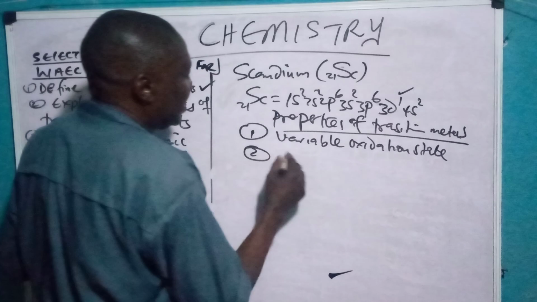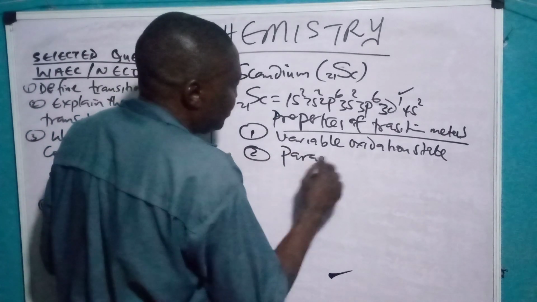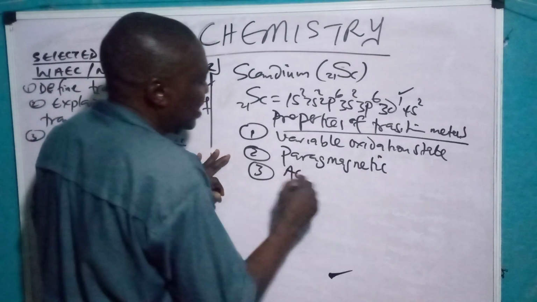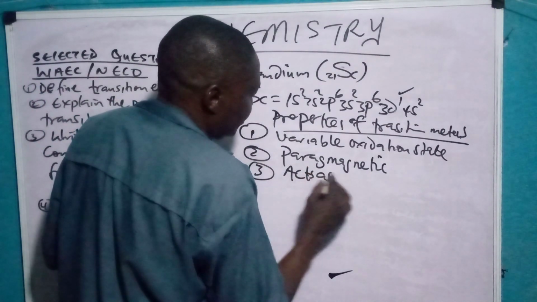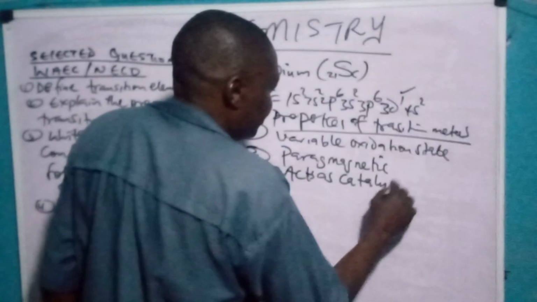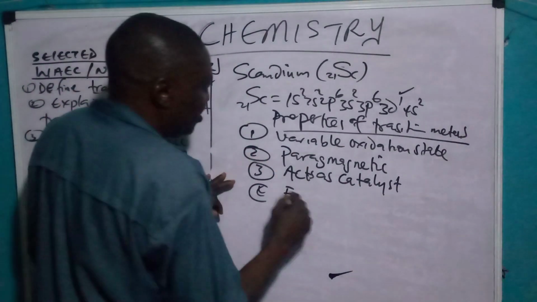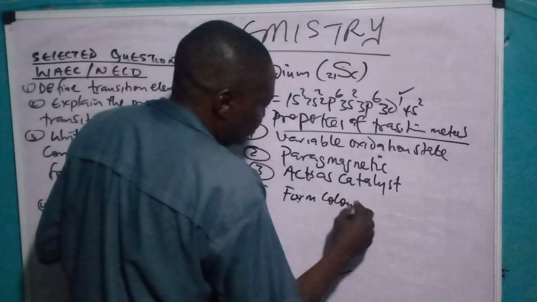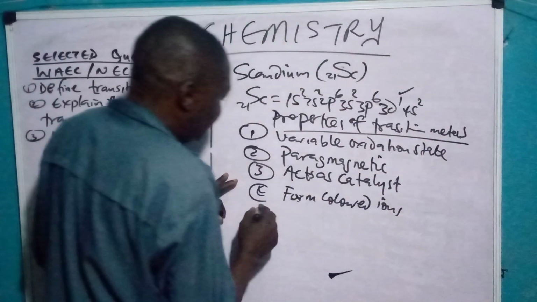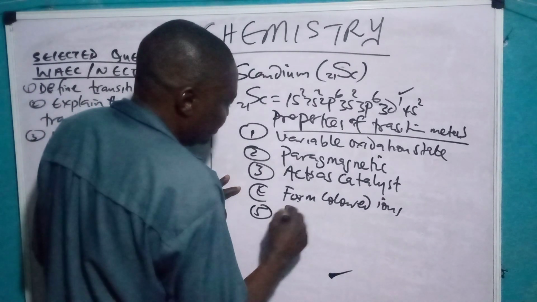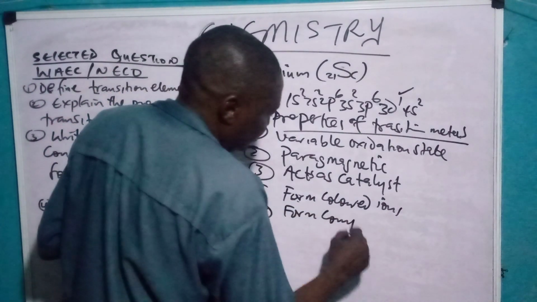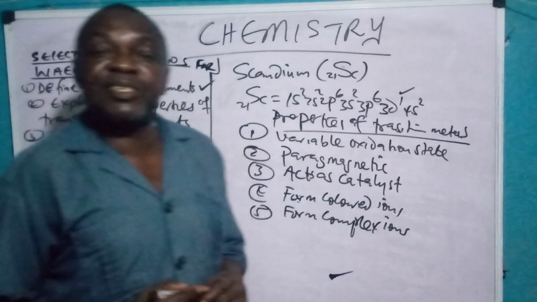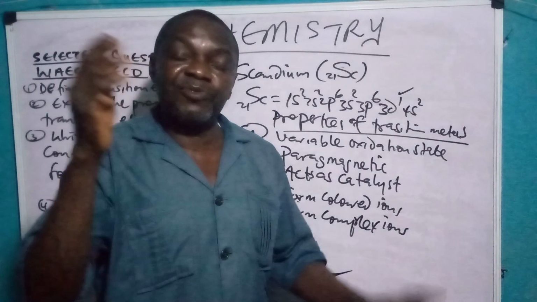2, they are paramagnetic. 3, they act as catalyst. 4, they form colored ions. Then the 5th one, they form complex ions. These are the 5 basic properties of transition metal, not the other ones for metals generally.